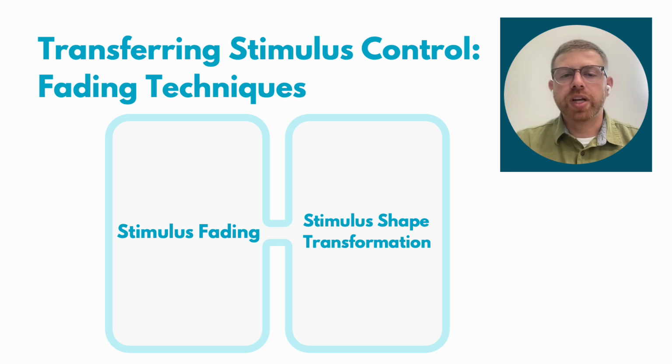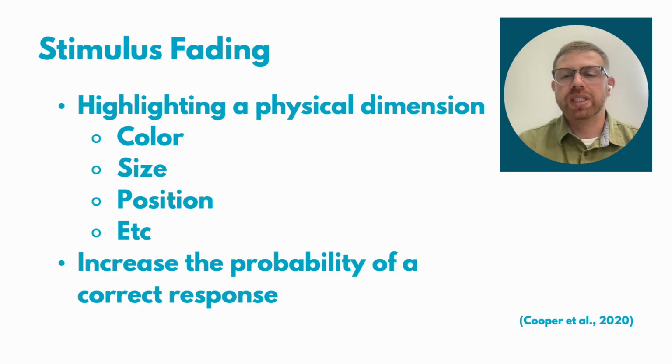So next we're going to focus on transferring stimulus control, looking at some different fading techniques. We have stimulus fading and stimulus shape transformation. With stimulus fading, what we're doing is highlighting a physical dimension of that stimulus. This could be color, size, position, etc. And what we're doing with this is trying to increase the probability of a correct response.